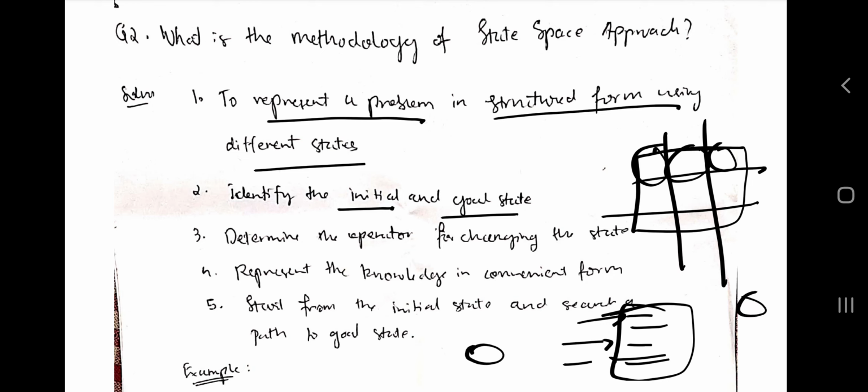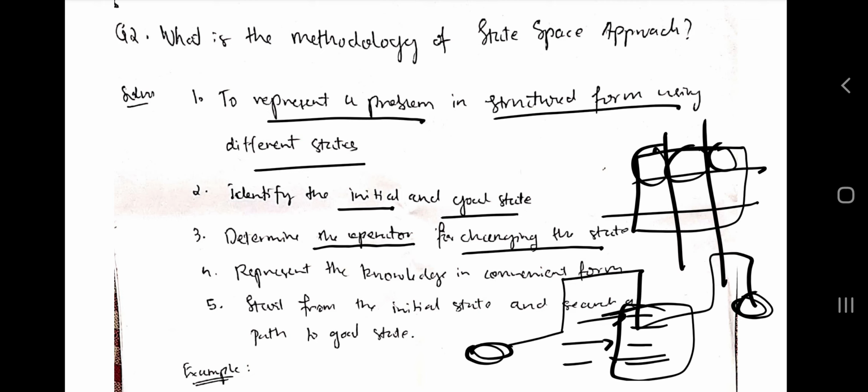Once you have done this one, then what you can do is determine the operator for changing the state. If you have to go from here to here, it is not just one step, right? There are many steps in between. You have to do this, then go to this state, right? Like for example, if you want a job, you have to first prepare for apti, then coding, then technical interview, then HR interview, managerial, and so on. So you have to do all those steps, right?